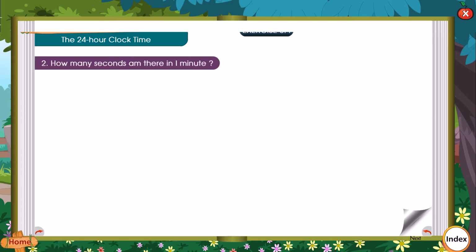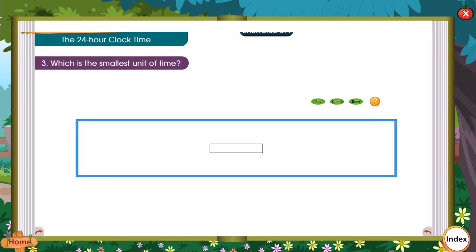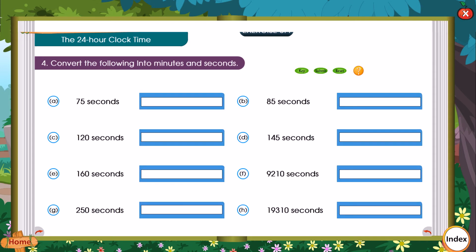2. How many seconds are there in 1 minute? 3. Which is the smallest unit of time? 4. Convert the following into minutes and seconds.